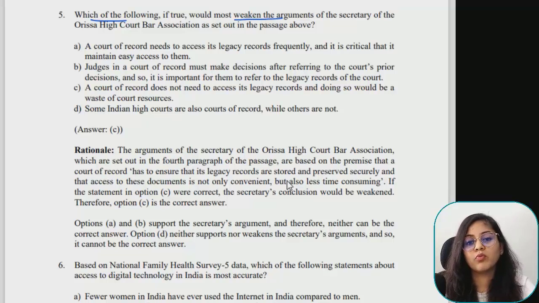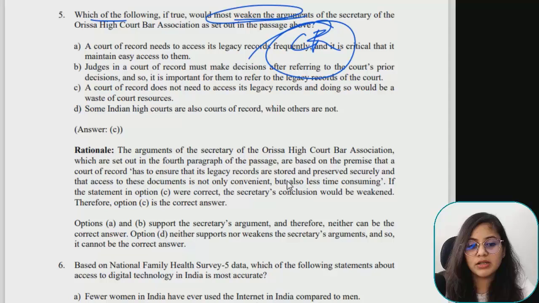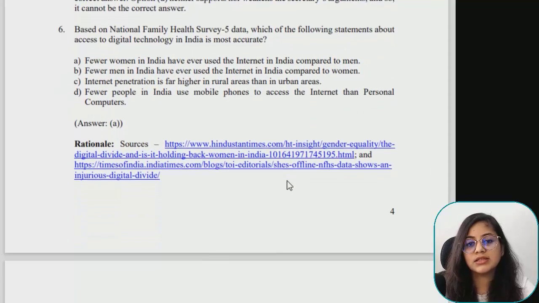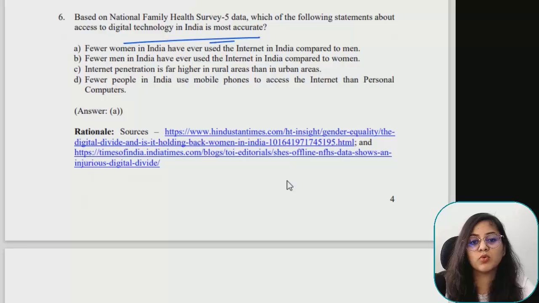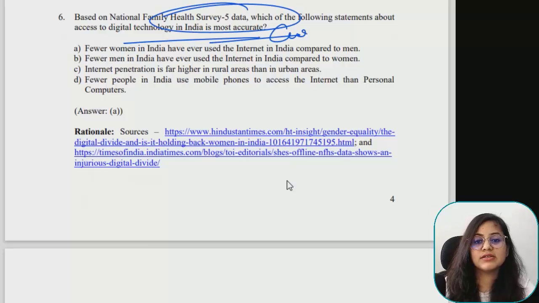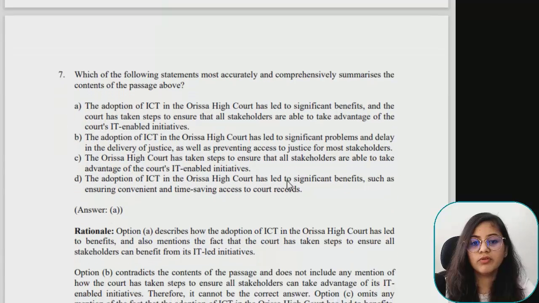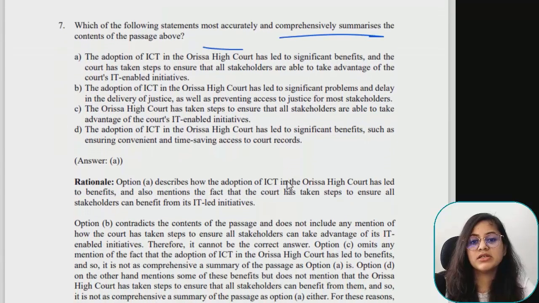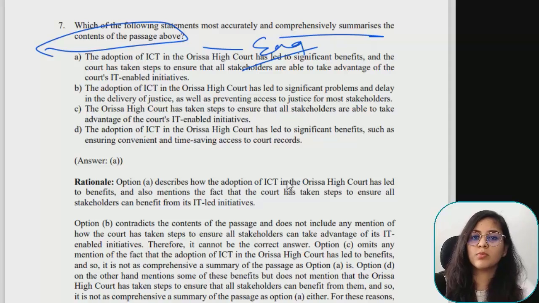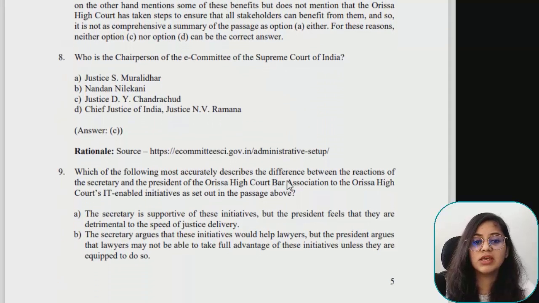Then which of the following will weaken the argument? Again, critical reasoning. This can be done easily. Again, National Health Survey data, which of the following statements is most accurate? This is your current affairs question. Moving forward, summary of the passage, English critical reasoning you can say, and summary. So you have to choose the option. If you find more than one correct option, then choose the option that is the closest to the summary of the passage.